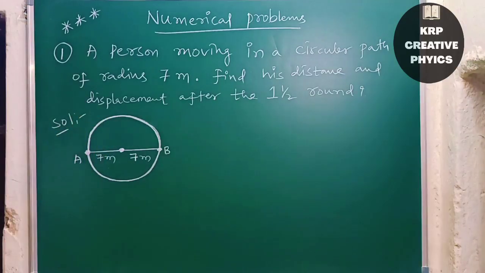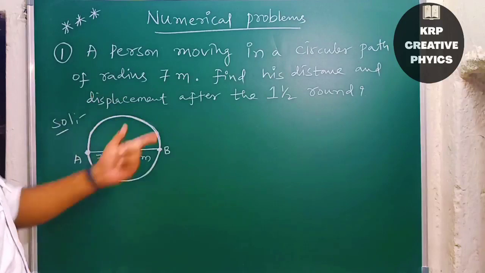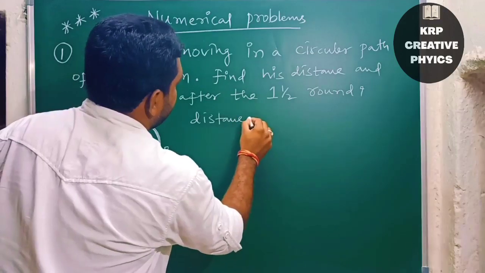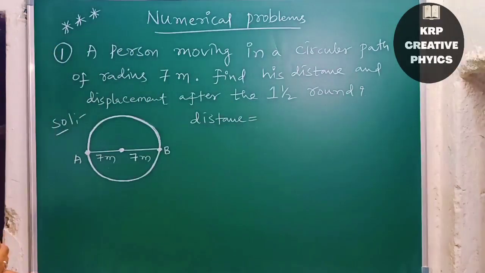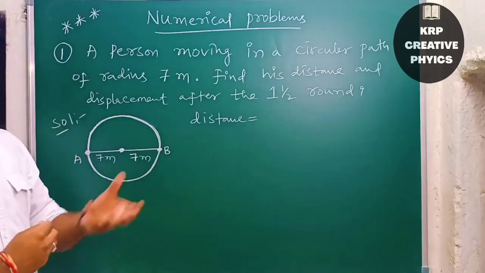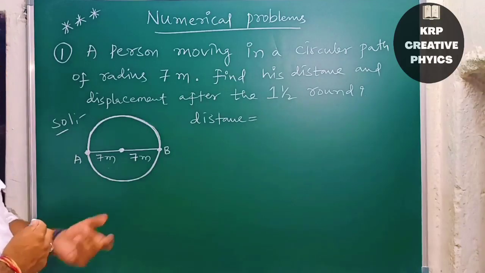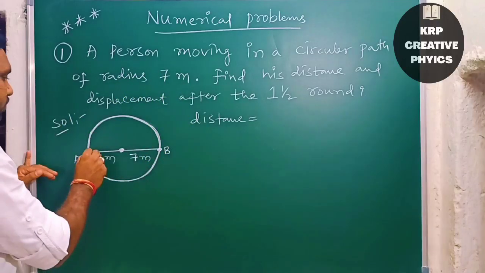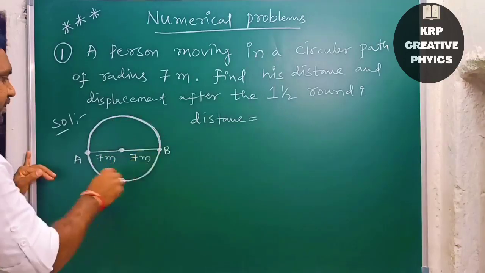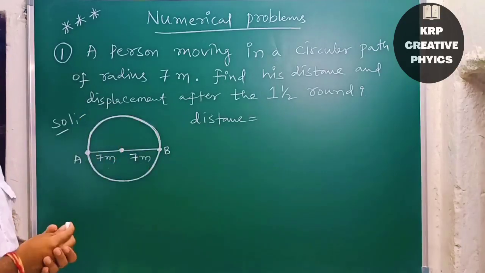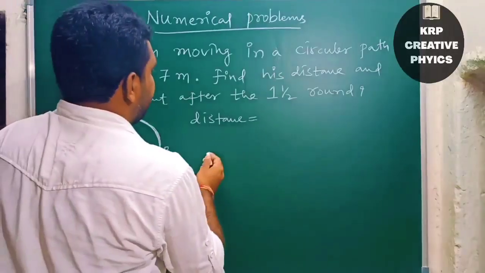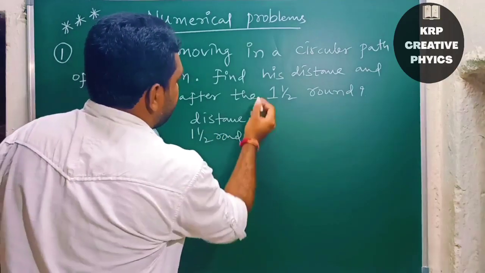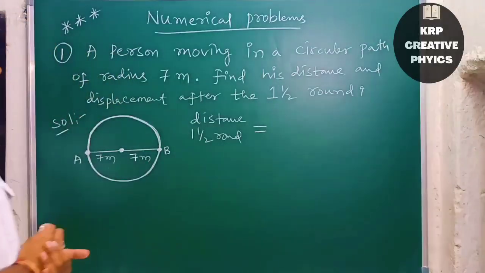Right. So first we'll find the distance. What is meant by distance here? According to the definition of distance, we know it is the total length of the path covered by the object. After the completion of 1.5 rounds, how much distance does he cover? For 1 round, what is the distance? We have to take the circumference of the circle. So the distance after 1.5 rounds.